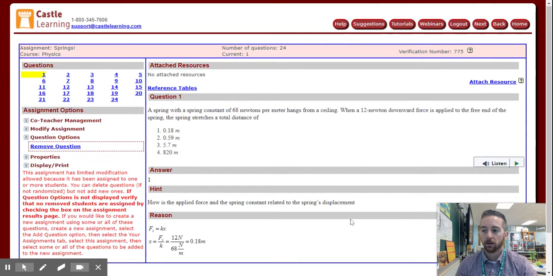Oh, there we go. All right, so you should be able to see my screen. This is just a quick Castle Learning rundown. If you just need to pause and see the equation or anything, you kind of just skip through.